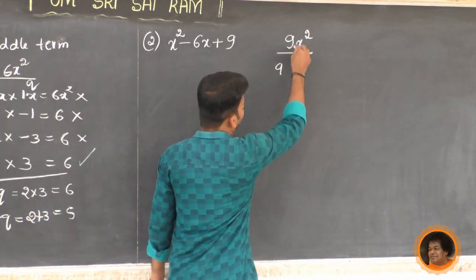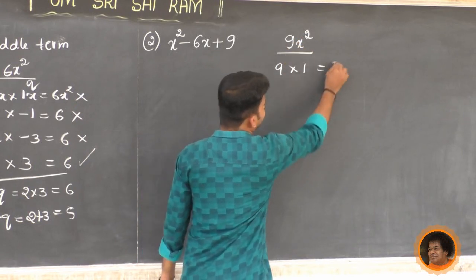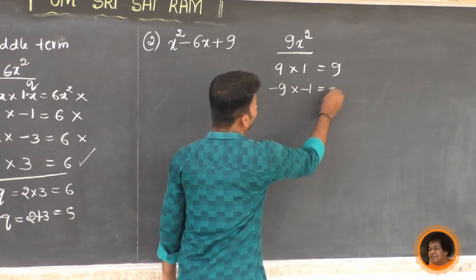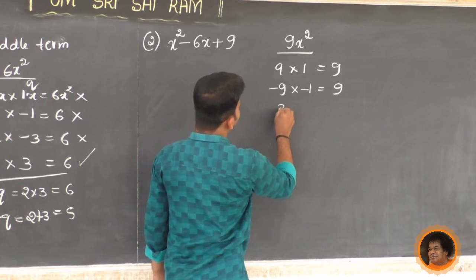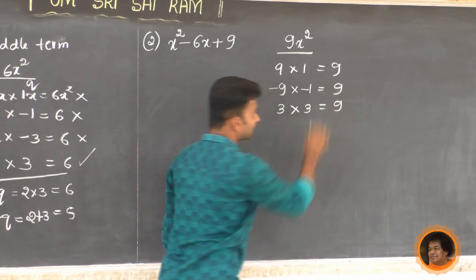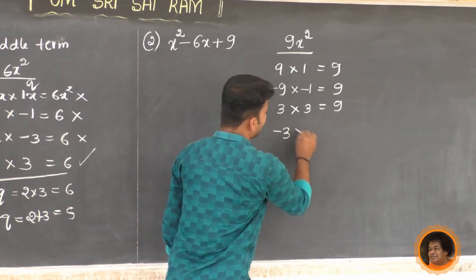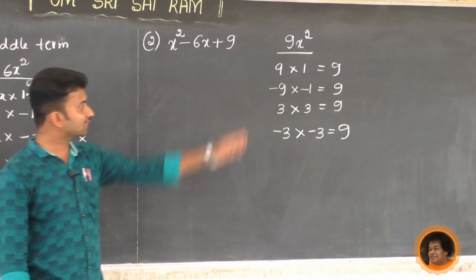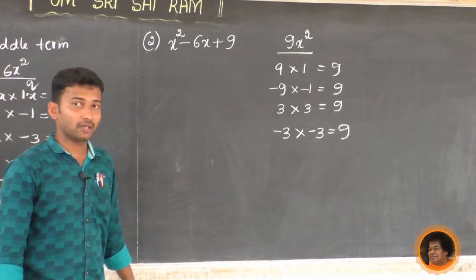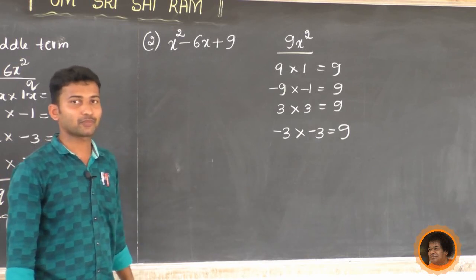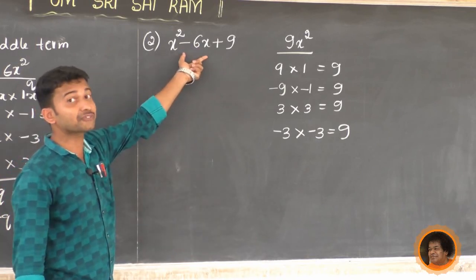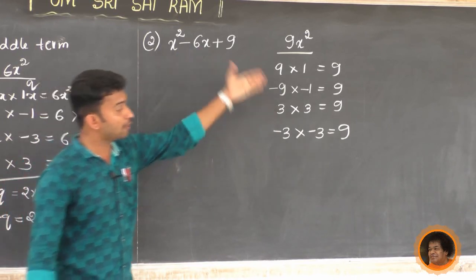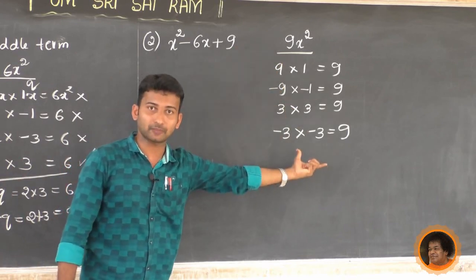9 into 1 is equal to 9. Minus 9 into minus 1 is also 9. 3 into 3 is equal to 9, and minus 3 into minus 3 is also equal to 9. This is the second step. What is the third step? We have to split the middle term of the polynomial, that is minus 6x, by using the best pair of the factors from the list.